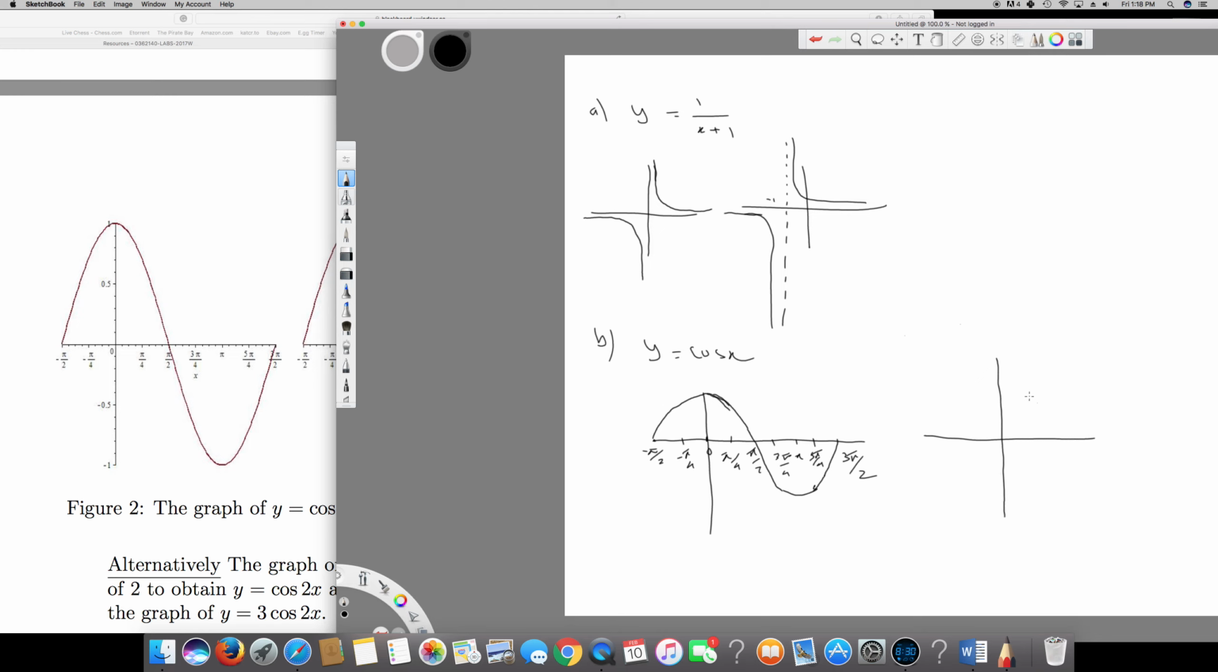So this is y is equal to 3 cos x. Let's start from negative π/2. At negative π/2 it's 0, and at negative π/4 it's going to be like this, and instead of 1 it's going to be 3 right now, and instead of negative 1 it's going to be negative 3 right here. It's the same graph, but the values are 3 times bigger.